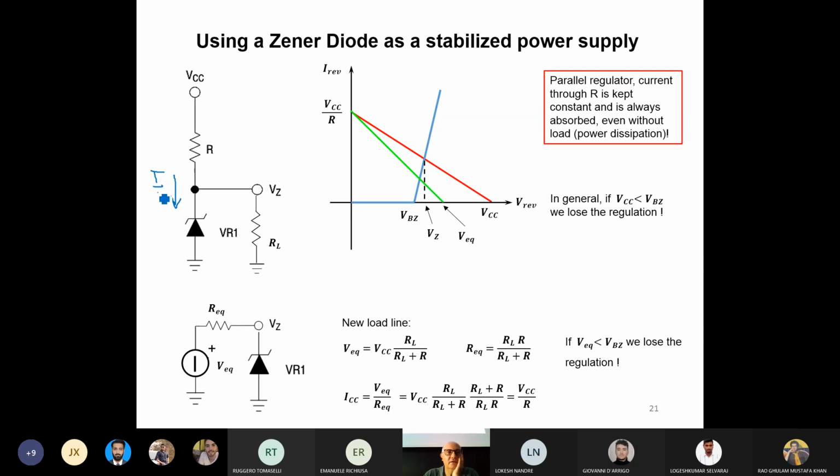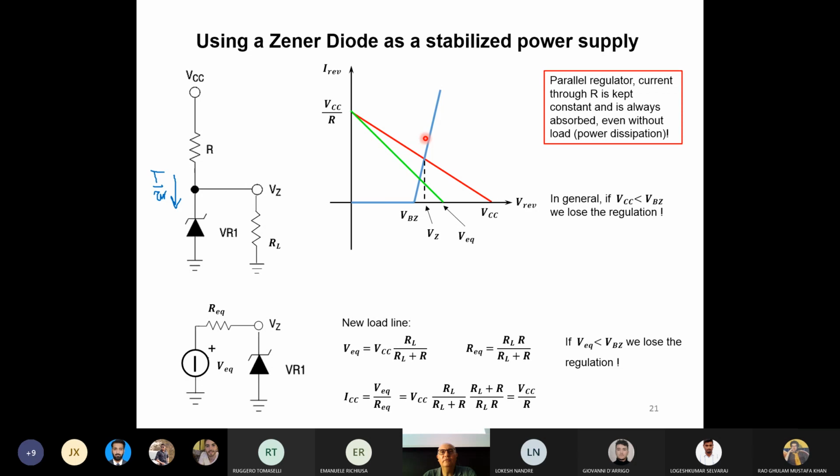It's hard to write. Rev, something like this. Then I'll adjust this picture. So I reverse is the current which is going in the reverse direction for the diode. V reverse is basically the reverse voltage, so the voltage that appears at the Zener diode. And the characteristic of this Zener diode is given by the blue line.